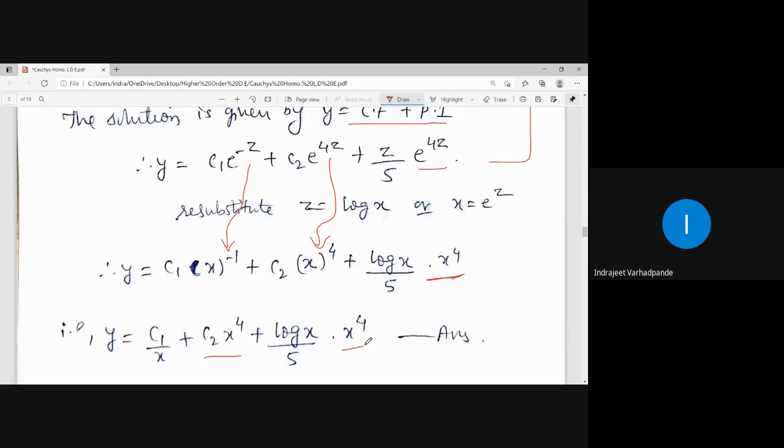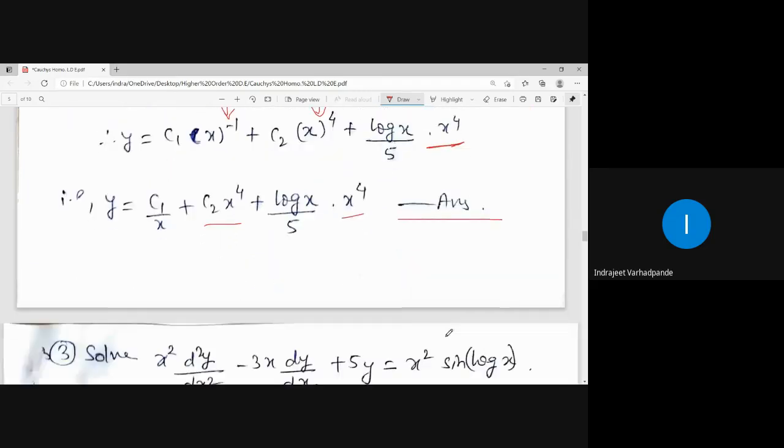Completed, everybody? Yes, sir. Yeah, so that is how we have to simplify. In the previous example, the RHS was 0, so we didn't calculate the particular integral. Here, the RHS contains the term x to the power 4, which is later converted to e to the power 4z, and accordingly, case 1 is applicable. So this is our final answer.